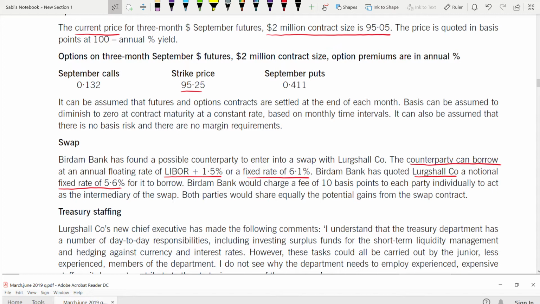You need it. Burning Bank would charge a fee of 10 basis points to each party individually to act as the intermediary of the swap. So the bank would charge a fee of 10 basis points to each, 10 from the counterparty, 10 from Lakshal company. Both parties would share equally the quotation gains from the swap. So the gain will go equally to both the parties.